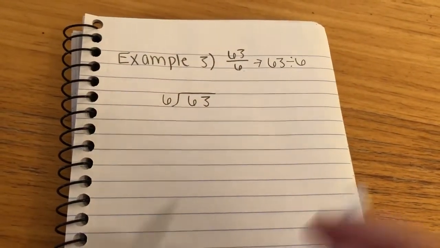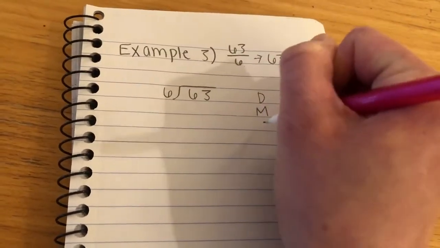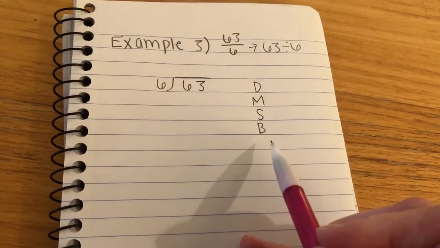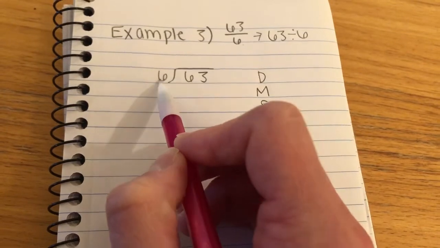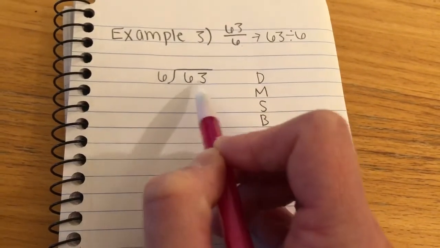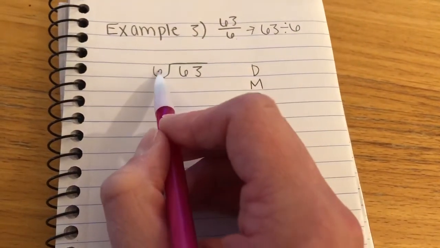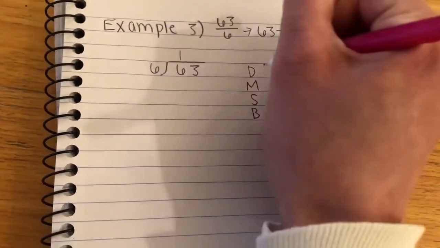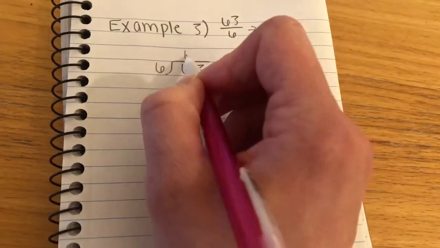The next thing I'm going to do is write down my long division steps: divide, multiply, subtract, and bring down. And I'm going to check these off as I do them. So the very first step is divide. So I'm going to ask myself how many times 6 can be divided into the numbers that are inside the division house. So I'm asking myself how many times 6 can be divided into 6. 6 goes into 6 one time. That was the division step. The next step is multiplication. So I'm going to multiply 1 times 6 to get 6.